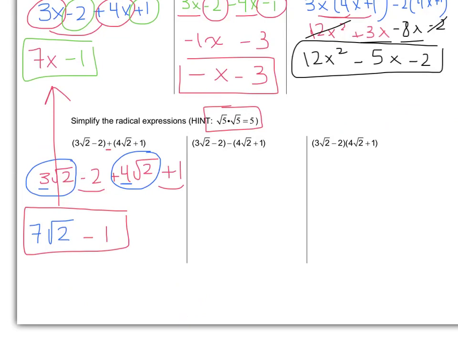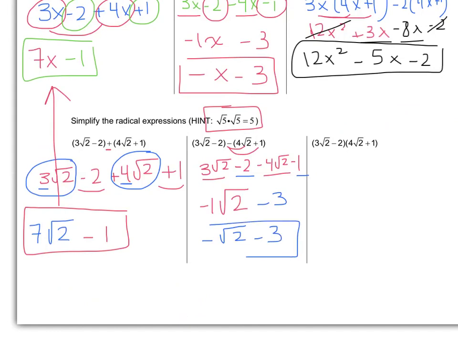Now, let's move on to the next one. Again, the negative is going to change the sign, so 3 radical 2 minus 2 minus 4 radical 2 minus 1. 3 radical 2 minus 4 radical 2 would be negative 1 radical 2. Again, just like before, 3x minus 4x would be negative 1x. And negative 2 minus 1 would be just negative 3, so it would be negative radical 2 minus 3.